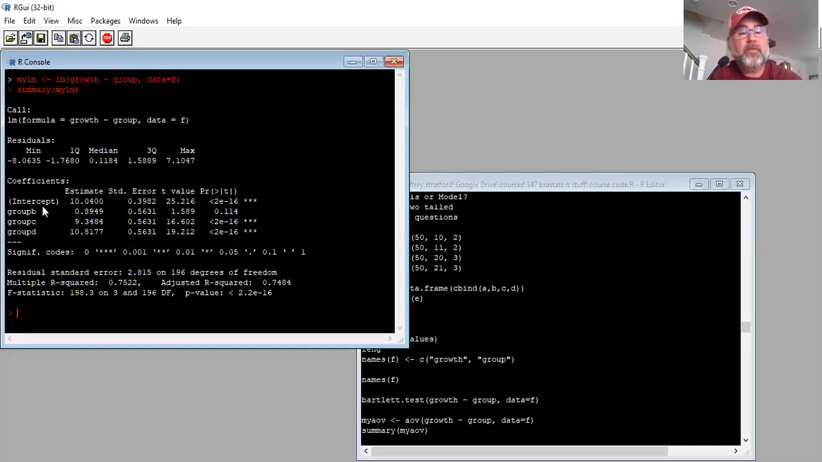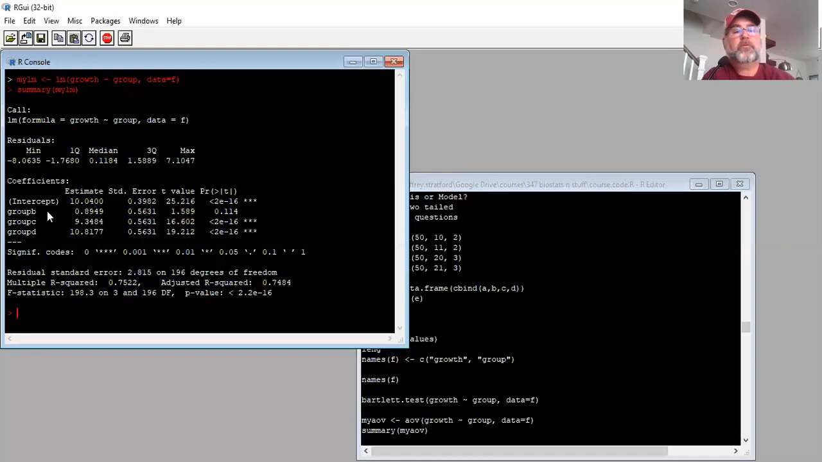All right, these other numbers, group B, group C, and group D, represent the difference between that group and your baseline. So for group B, we estimate that it is 0.8949 units larger than group A, which is about right because remember we did a draw of 11. So you would add 0.8949 to 10.04, and that would tell you the average of B.